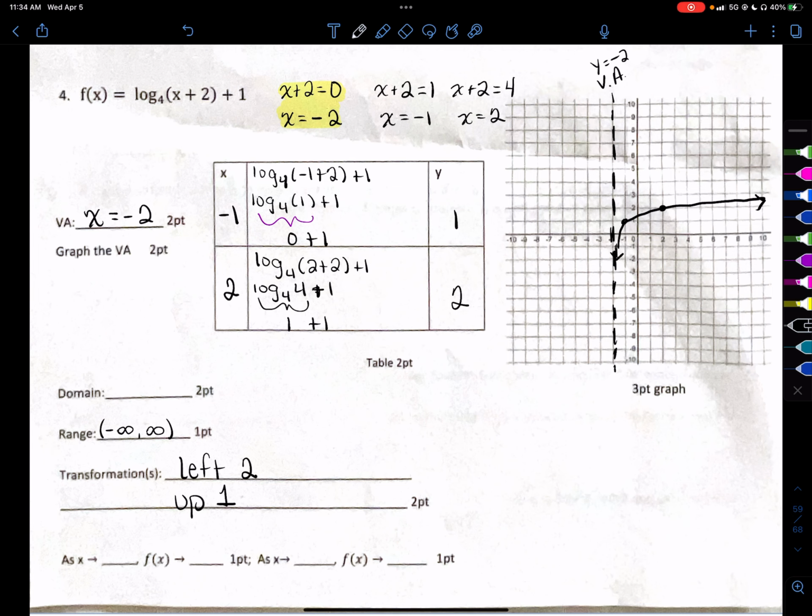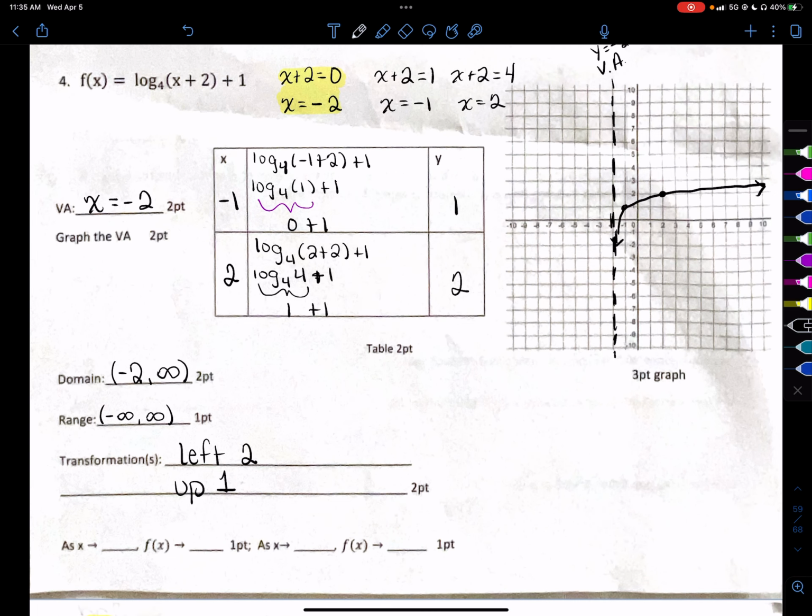All right, so the domain on this one, it goes as far to the left as negative 2, and it goes to the right forever and ever. That's positive infinity. For end behavior, as x goes to the left to negative 2, it's going down to negative infinity. On the right side, it is going right to positive infinity, and it's also going up to positive infinity.